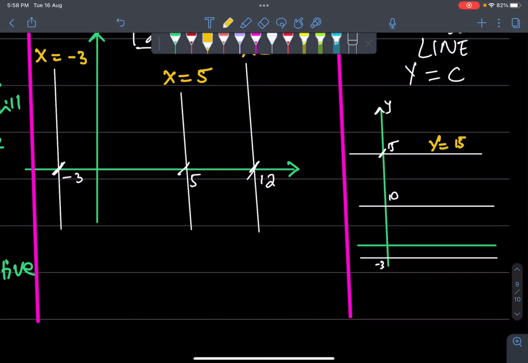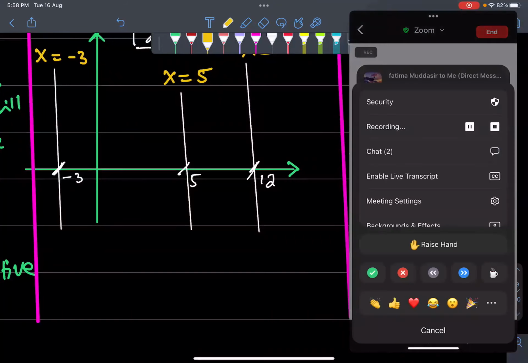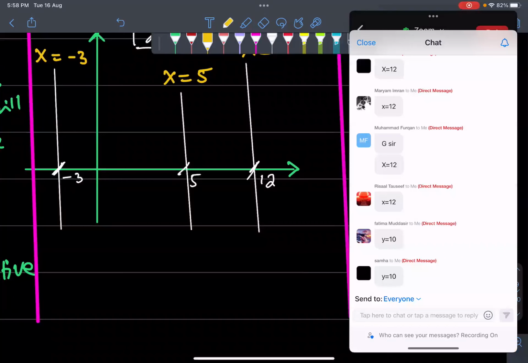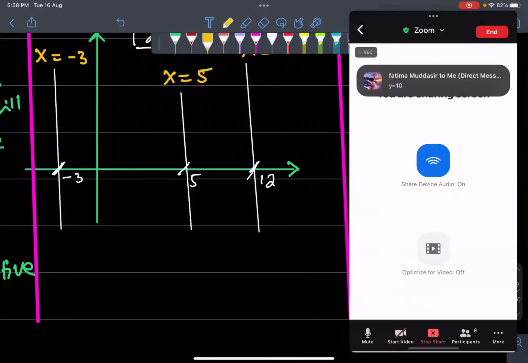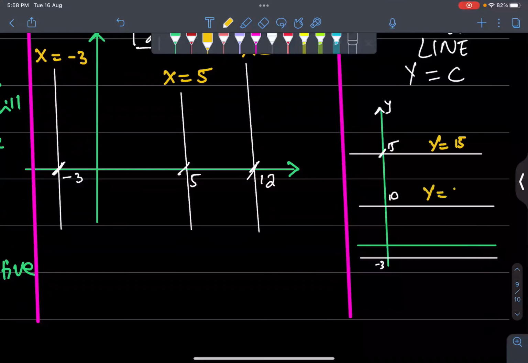What will be the value for the other two lines? Please write them down yourself. Perfect, good. This will be y equals 10. This will be y equals -3.